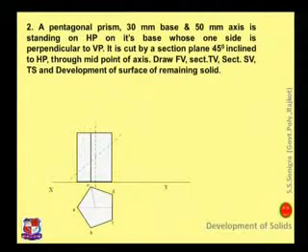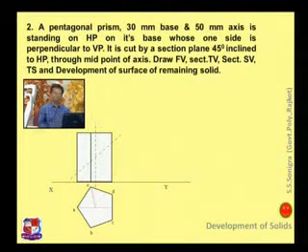Now last line: draw front view, sectional top view, sectional side view, true shape, and the development of surface of remaining solid. Is it clear? Now we have to draw these four views: front view, sectional top view, sectional side view, true shape, and development of the surface of the remaining solid. We discuss one by one. First we start from front view.